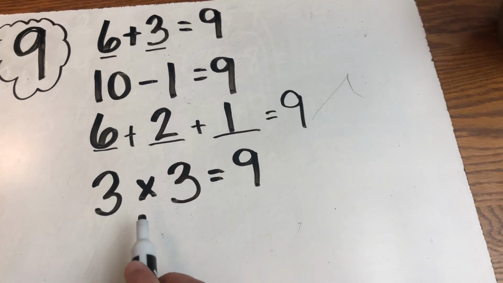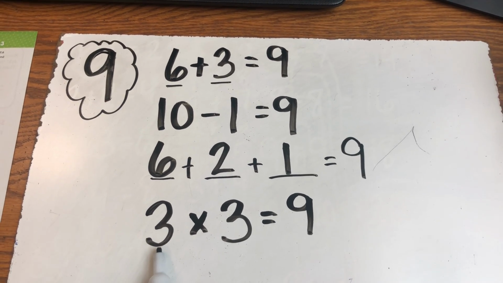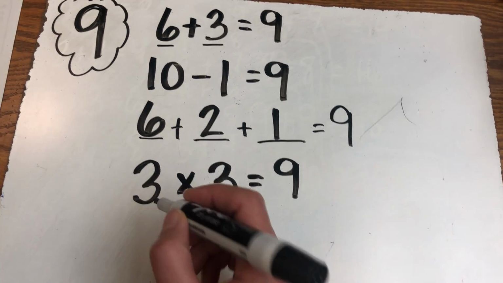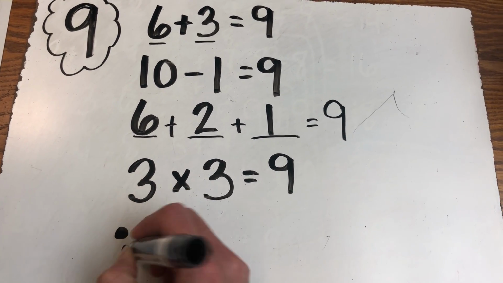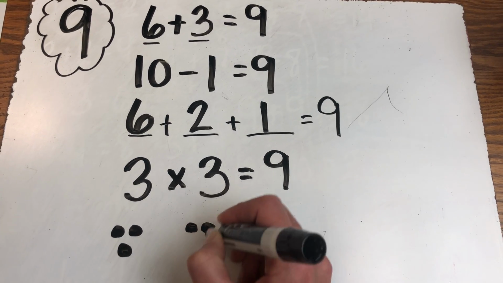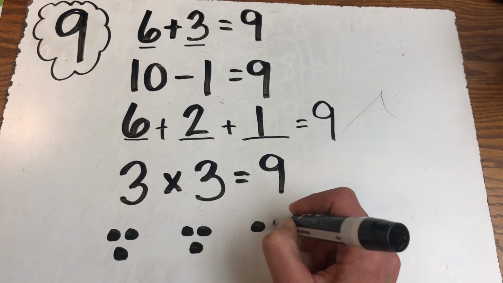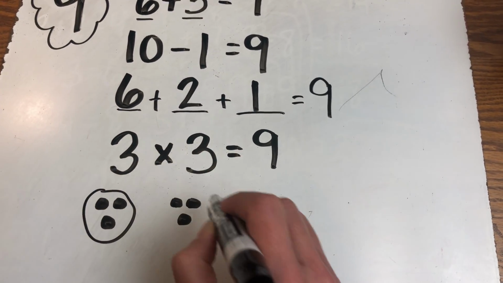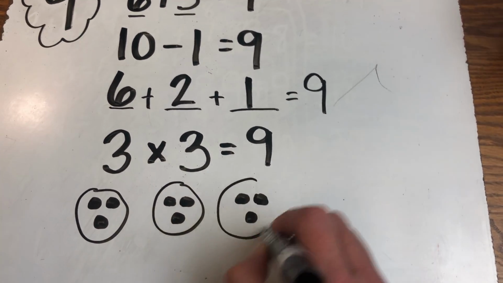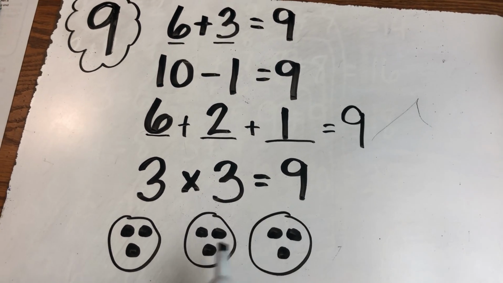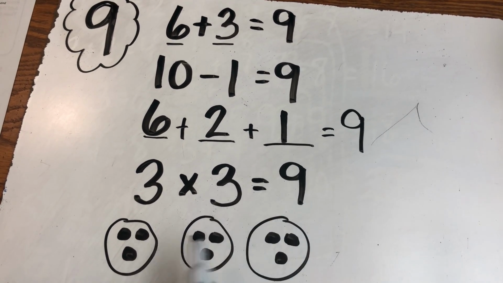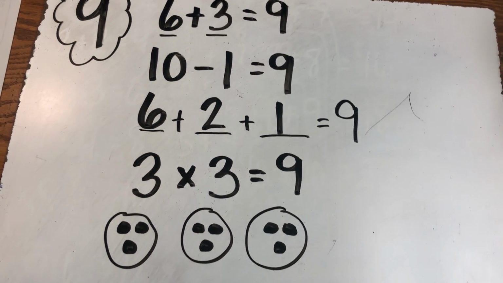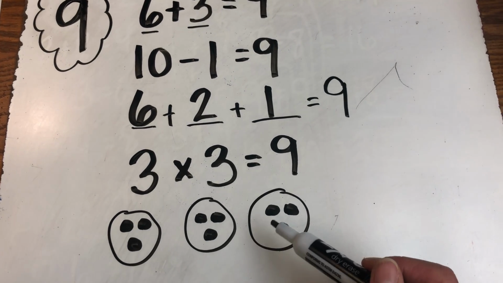It's like I'm saying, friends, I have 3 sets of 3. Watch this. Draw the picture with me. 1, 2, 3. 1, 2, 3. 1, 2, 3. I have one set here, one set here, and one set here. 3 times 3 equals 9. 1, 2, 3, 4, 5, 6, 7, 8, 9. Do you have that written down, second grade?